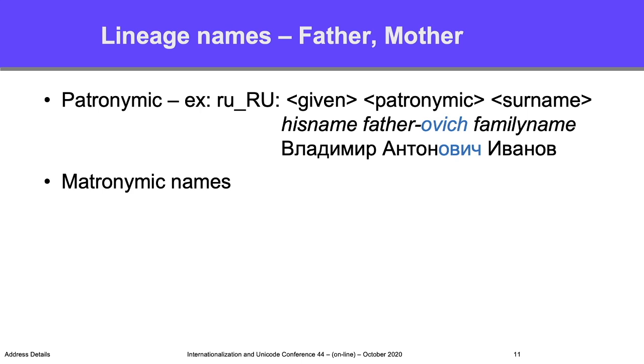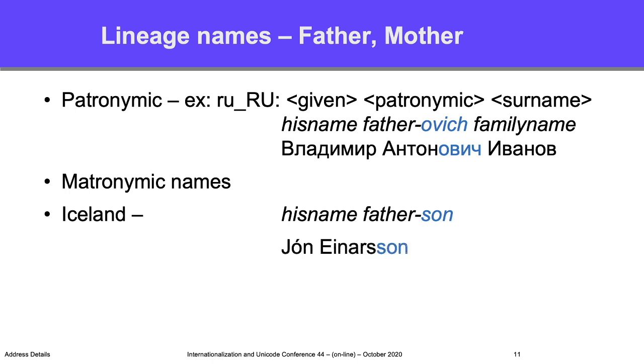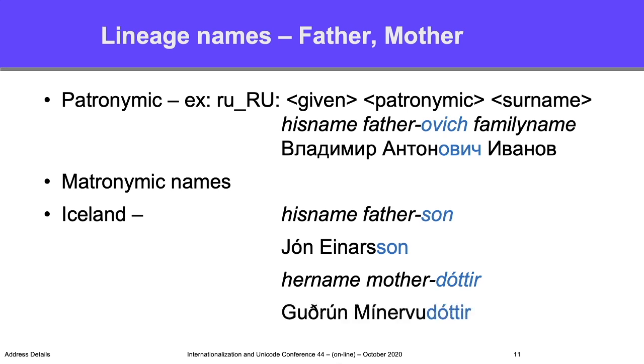Then there are matronymic names. We'll take a look at Iceland. So Iceland has your typical patronymic name where it's his name, father's son. So if you have Jon and his father's name is Einar, it'd be Jon Einarsson. But then you have women who will take their name from their mother. So her name, mother's dóttir, such as Guthrun Menuvusdóttir. So you have different ways in which the names are combined together, depending on the context, if it's from the mother, from the father, and so on.